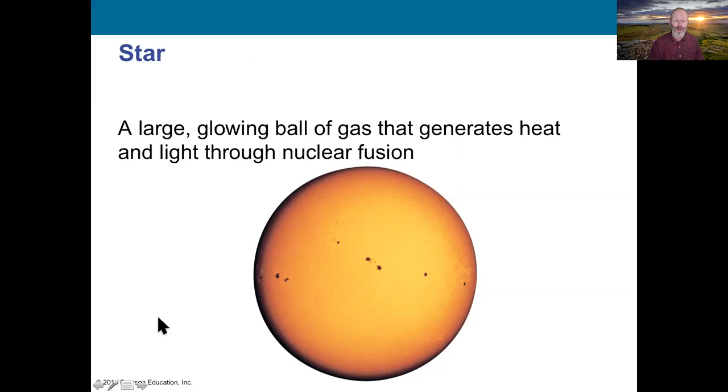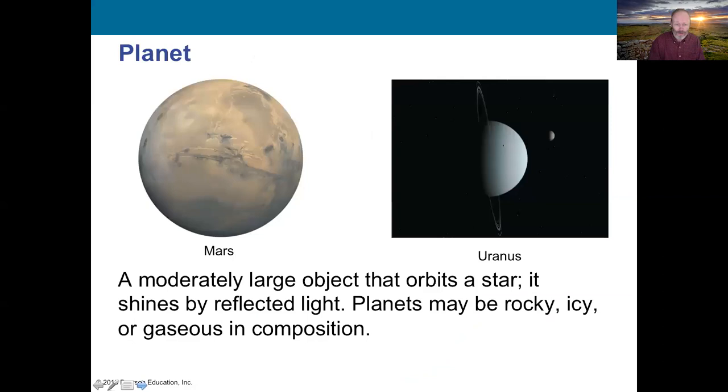Around the sun, and we only have one star in our central solar system here, we have planets. Now, planets are moderately large objects. They have to be large enough to be spherical. They can't be wedge-shaped or potato-shaped or other things. And they have to be the only thing that gravitationally holds dominance in their orbit. That's confusing. We'll talk more about it later. Planets can be rocky, like Earth or Mars. Venus and Mercury round that out. Or they can be icy and gaseous.